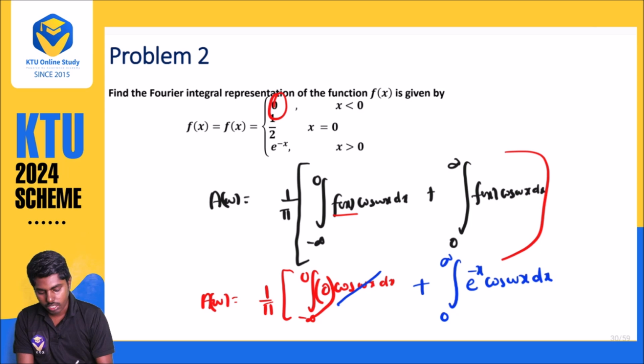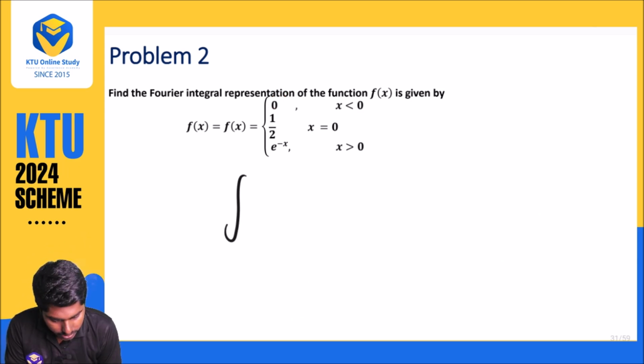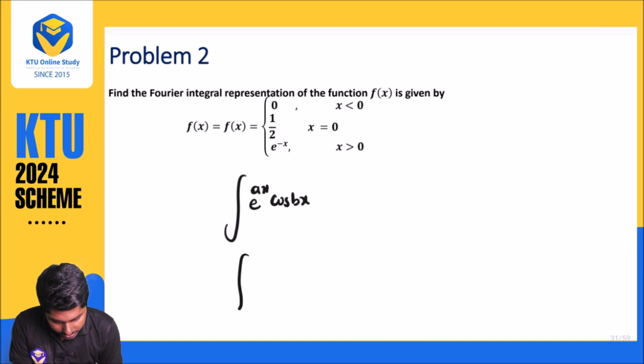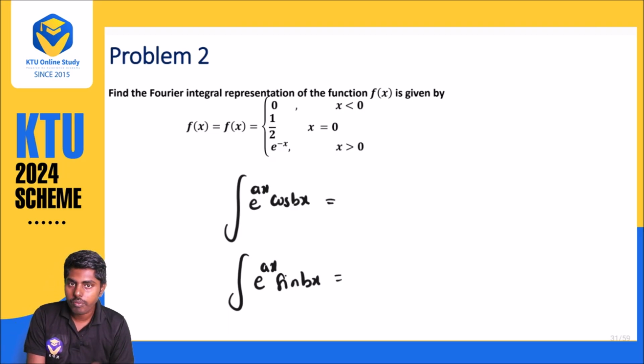So this is the thing, and there is a formula. Integration of e power of ax cos bx, and integration of e power of ax sin bx. You should be very careful, because this is the formula we are going to use in Fourier transform also. Very, very important formula and very easy to recollect also.